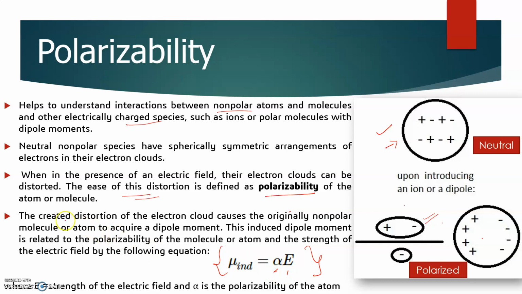So let us read this. The created distortion of the electron cloud causes the originally non-polar molecule to acquire a particular dipole moment. This is called the induced dipole moment. The dipole moment that has been induced is related to the polarizability alpha of a molecule by this particular formula: mu induced, that is the induced dipole moment, is equal to alpha, the polarizability, times E, the strength of the external electric field.